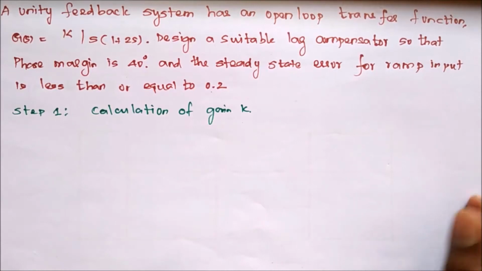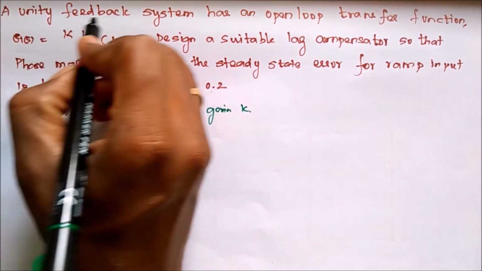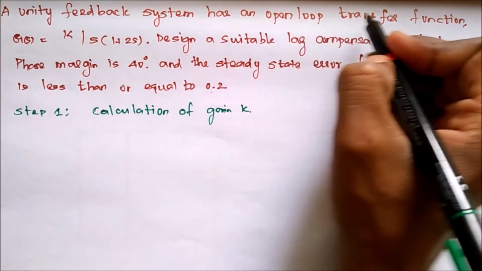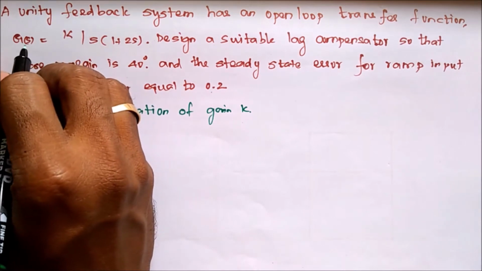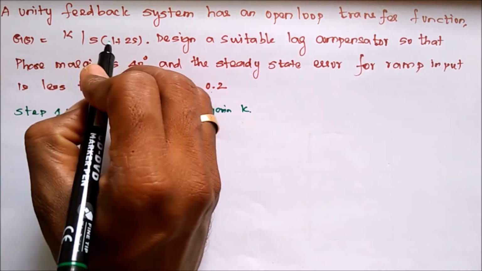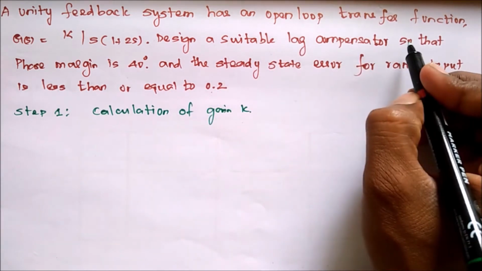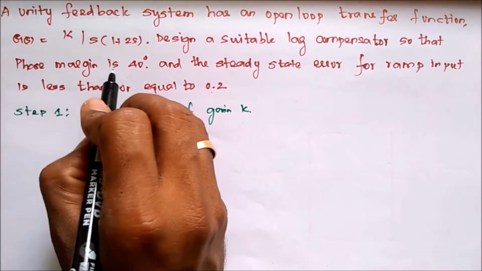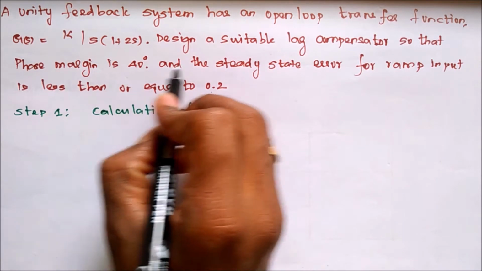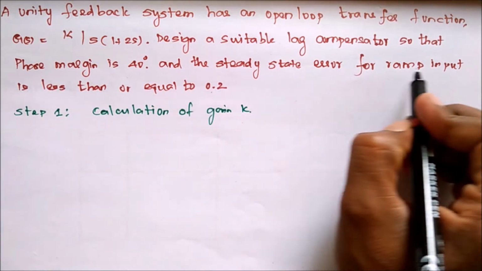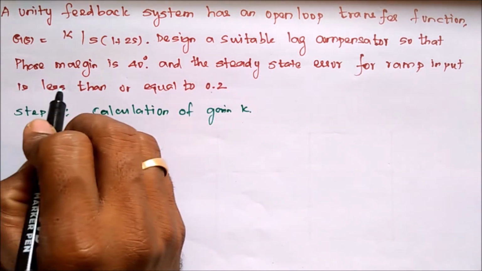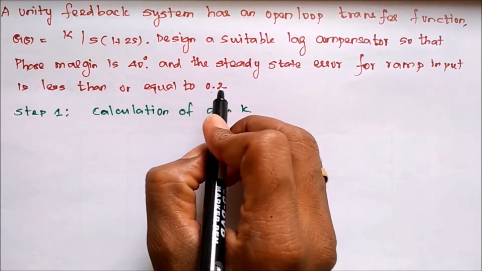In this video, we are going to design a lag compensator. The given problem is a unity feedback system has an open loop transfer function G(s) equal to K divided by s into (1 plus 2s). Design a suitable lag compensator so that phase margin is 40° and steady state error for the ramp input is less than or equal to 0.2.